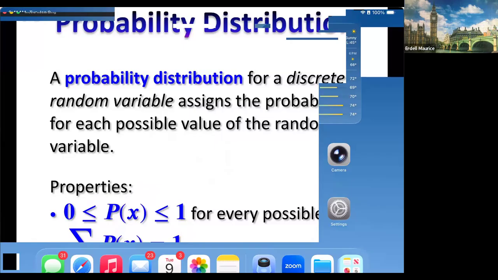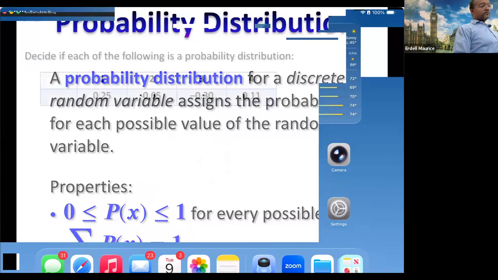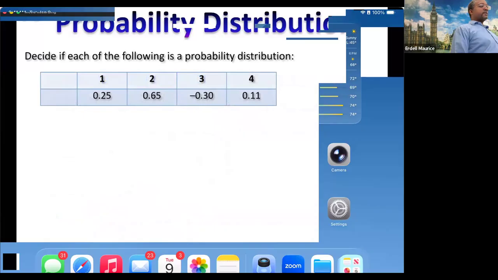Questions there? Let's look at an example. Is this right here a probability distribution? First things first, the numbers up here are your outcomes. There should be an X right here. And then there should be the probability of X down here, right?